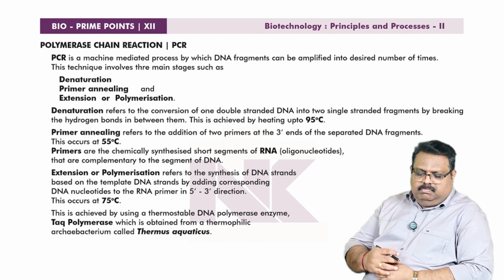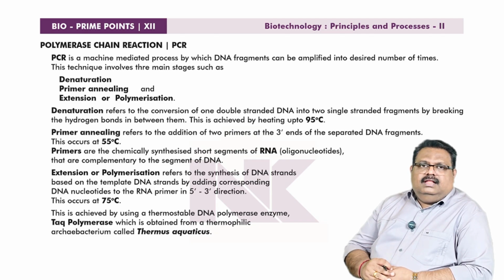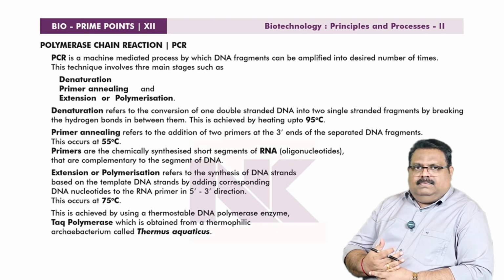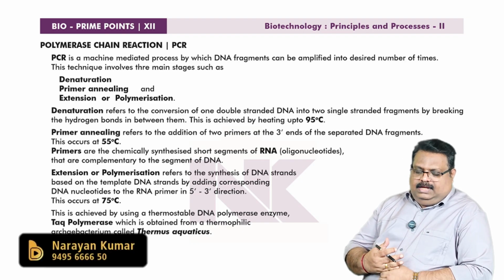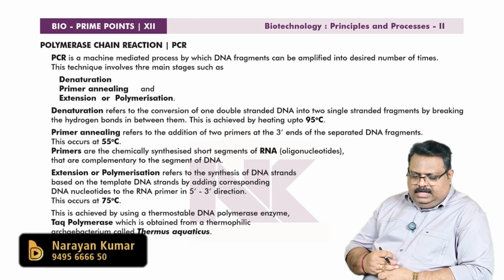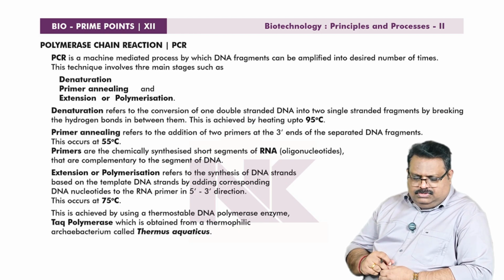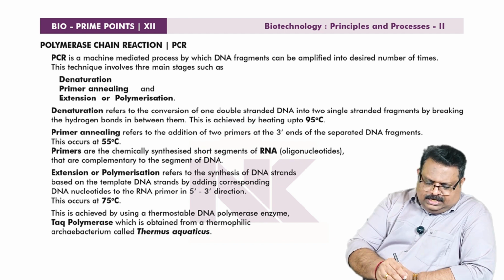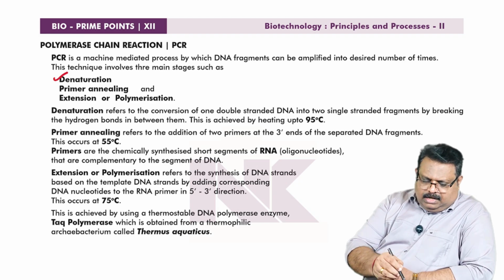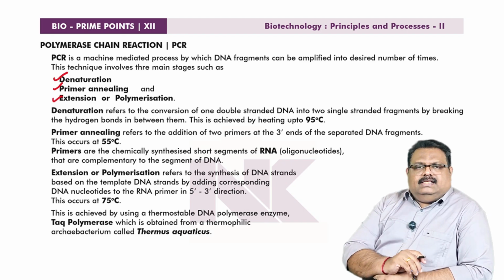Okay. The next very important bioprime point is the polymerase chain reaction, PCR. This is for amplification of the gene of interest. The desired DNA can be made into large numbers of copies by using this mechanism called polymerase chain reaction. PCR is a machine-mediated process by which the DNA fragments can be amplified into the desired number of times. This technique involves three main stages. First one, denaturation. Second one, primer annealing. Third one, extension or polymerization. These are the three mechanisms.